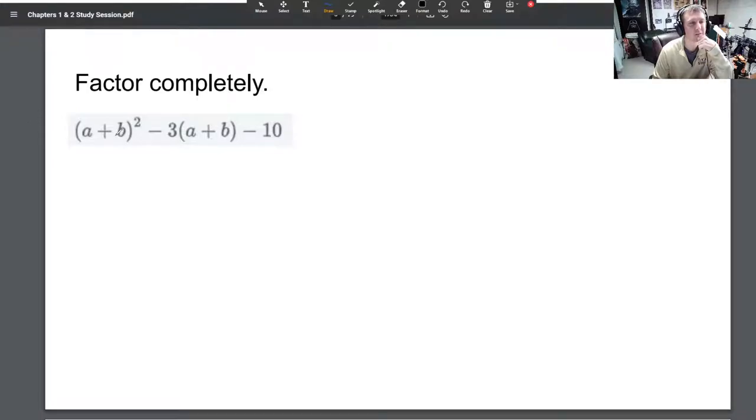So I think a nice way to think about this is to replace this a plus b with an x. And that'll turn it into something that's really familiar to you. So we're just going to do this simple trick. We're going to say x is some number, I don't know what it is. I don't know what a or b are either, but x is going to be a plus b. And now let's rewrite this. If we've defined that, then this is just x squared minus 3x minus 10.